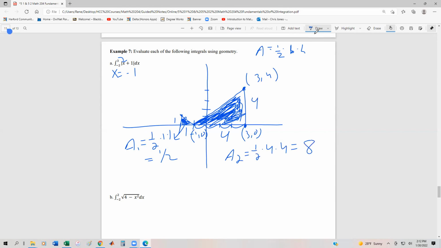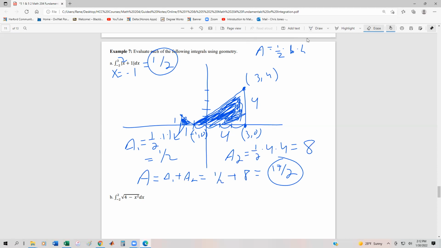Now the total area is going to be A1 plus A2, which is 1/2 plus 8, which is going to wind up being 16/2 plus 1/2, which is 17/2. Now that is the precise value of this integral. It's a little bit easier than using the right hand and left hand rule, but when we're doing geometry, not every function is going to give us a really nice geometric shape. So we have to be cognizant of that fact.